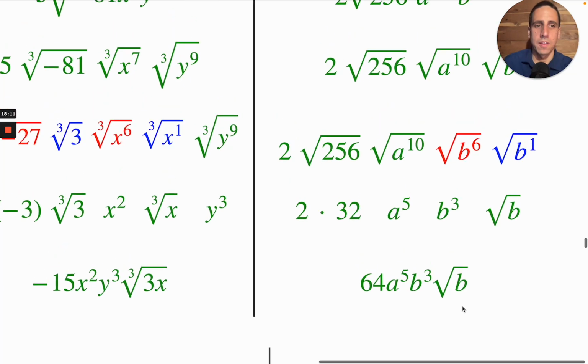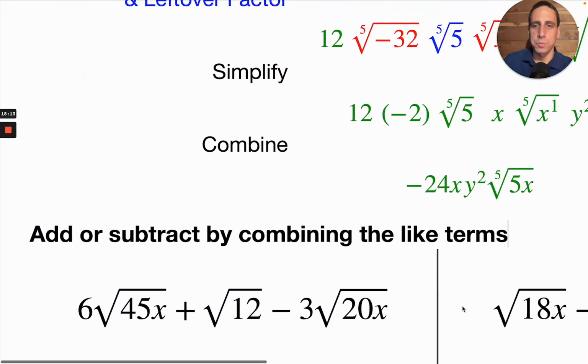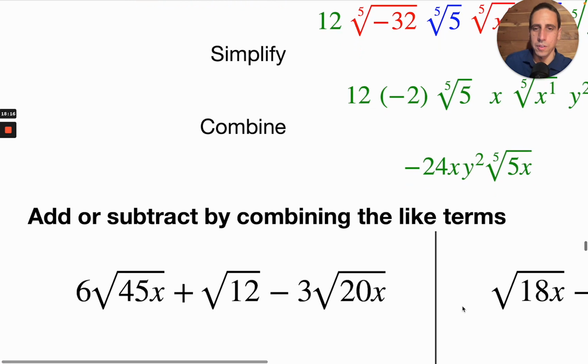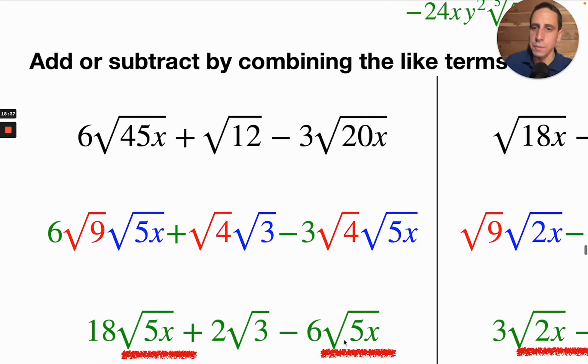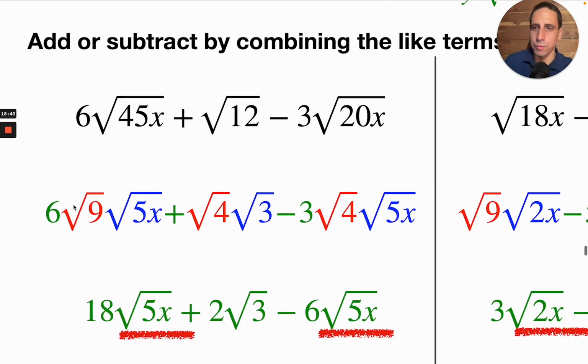All right. So next, add or subtract by combining like terms. All right, so we're going to have to split these things up here. 40 square root of 45x, we can split that. We can factor out a square root of 9. That'll simplify. What's the perfect square factor of 12? It's 4. The leftover factor is 3. And what's the perfect square factor of 20? It's 4. The leftover factor being 5x. We can simplify everything that's red. And when we do, we get 3 times 6 is 18. We get 2 here, and we get 2 times 3 is 6.